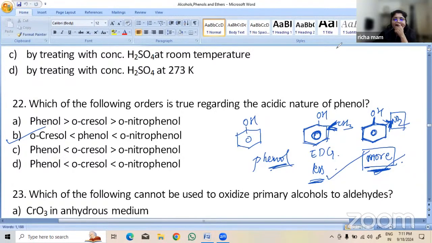So who all have answered it as option number B? Yes, your answers are correct. Very good. Okay, let us go for the next one.